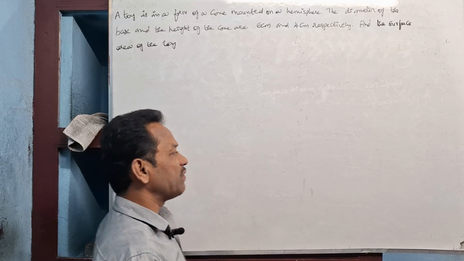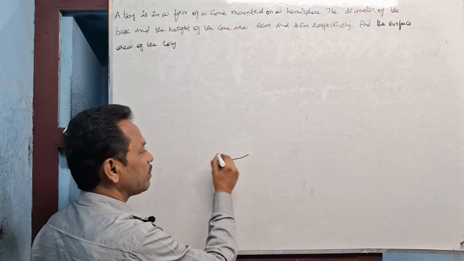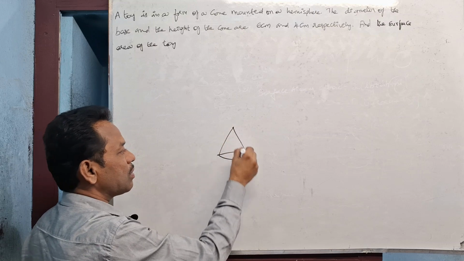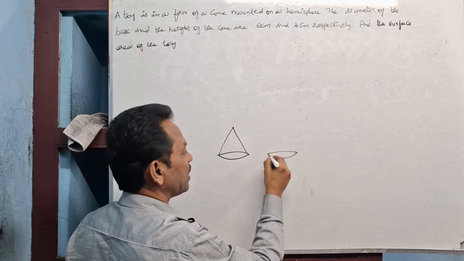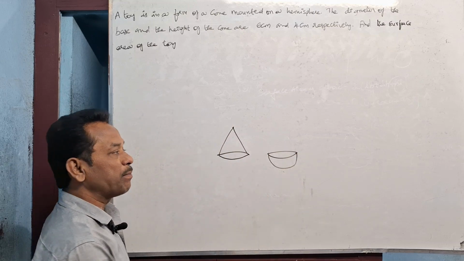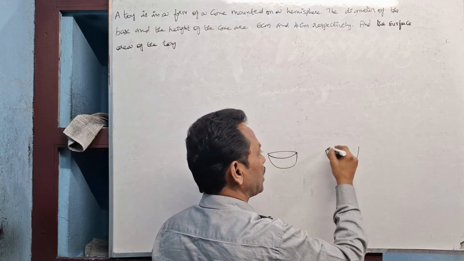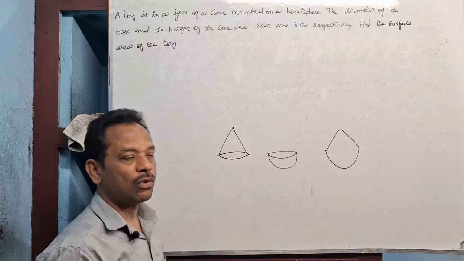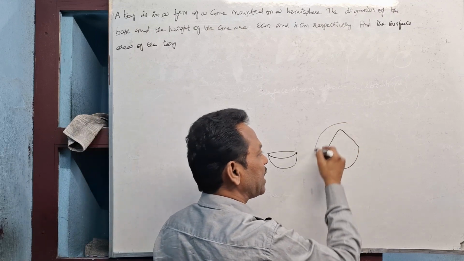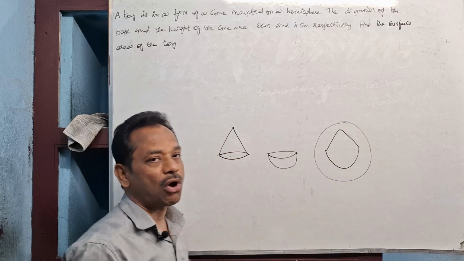Children, in this question it is given that a cone is mounted on a hemisphere. If I put this cone on the hemisphere, the figure looks like this. Here we need the surface area of this toy.